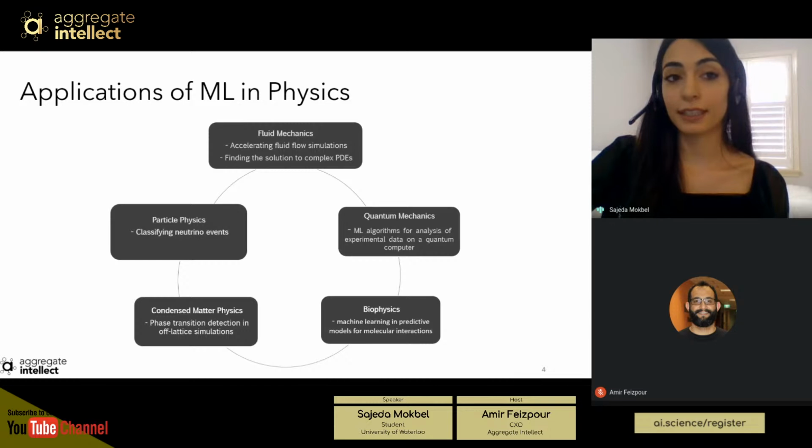Some current applications of machine learning in physics today: it's widely used in almost all areas of physics. A few examples I can list are in fluid mechanics, where it's used to accelerate fluid flow simulations, or in particle physics, where it's used to classify neutrino events, or in condensed matter physics for phase transition detection.